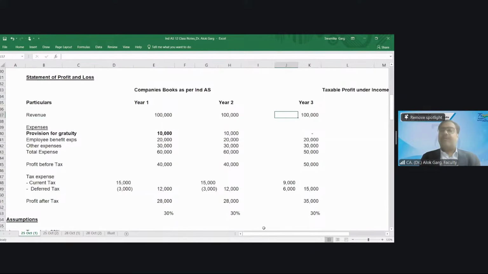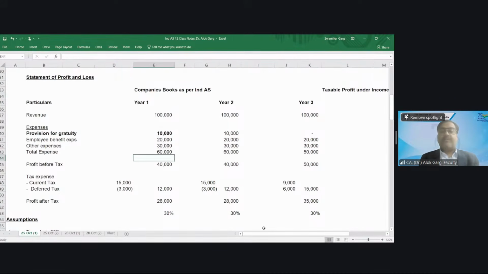Revenue is 1 lakh rupees every year. Expenses: provision for gratuity. In the first year, it was 10,000. Second year, 10,000. There was no provision for gratuity in the third year. Employee benefit expense, 20, 20, 20. Other expenses, 30, 30, 30. How much is your total expenses? 60,000, 60,000, and 50,000.